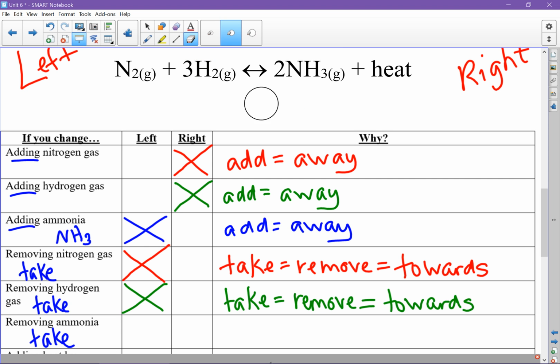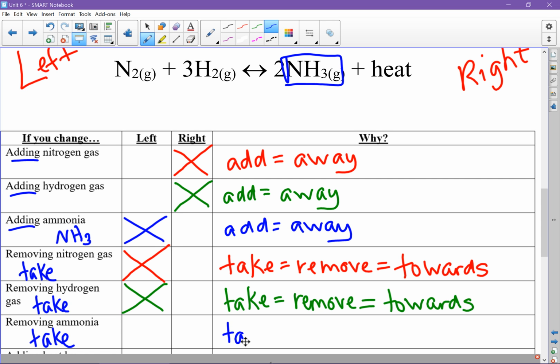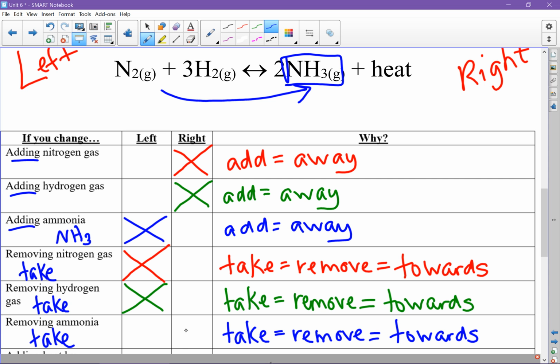Now let's think about if we change our product. Let's think about our ammonia, the NH3, right? So there's that. Again, we are taking. I know that we're taking because the question says remove. Whenever you take, it goes towards. So draw an arrow pointing to the NH3, towards it. That arrow goes to the right. So if I wanted to make more of this and shift the reaction that way, I could actually take some away and the chemical reaction would make more.